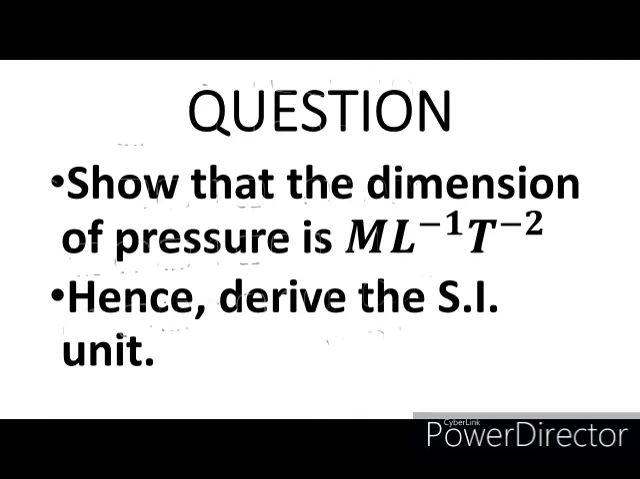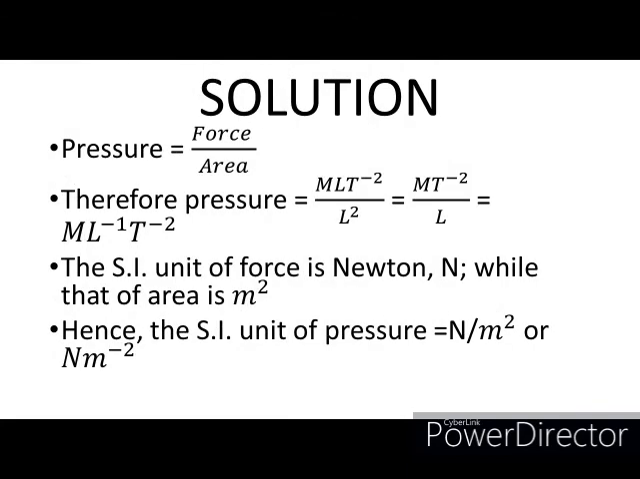Now I believe that you must have done that. Now look at my solution. Pressure is simply force over area. If you check what we've done before, force is represented as MLT^-2 and area is L squared. If I cancel L up and down, I get MT^-2 over L. That will give me pressure as ML^-1 T^-2. The SI unit of force is Newton and that of area is meter squared. So the SI unit of pressure is Newton per meter squared.